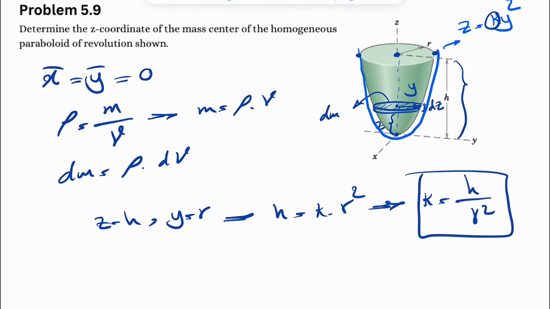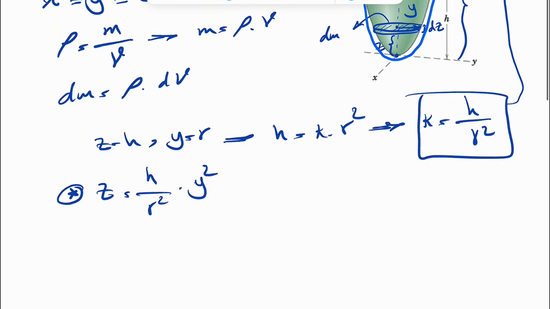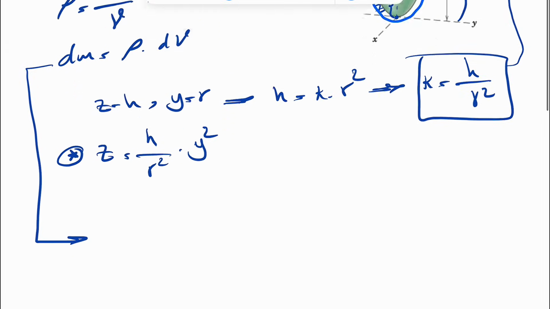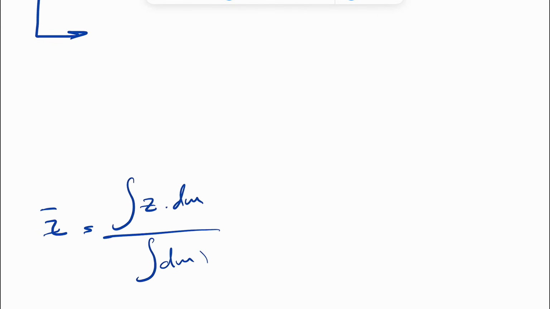Now, if we just plug this in into what we found in here, our z is equal to h over r squared times y squared. And that's something we can get for now. Let's just keep it like that, and let's get back to our dm. So for finding the z-bar, first of all, the formula that we need for the center of mass would be the integral of z dm over the integral of dm, so let's figure out the denominator first.